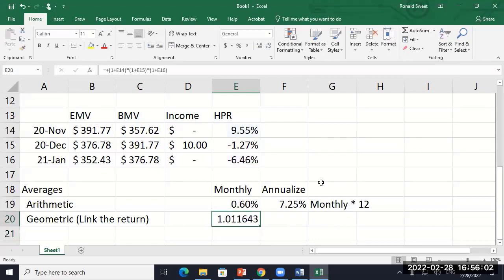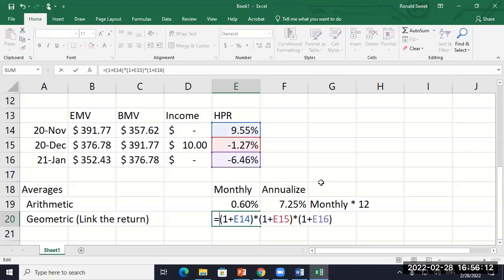So if we started with $1, we would have ended up at $1.01. But that's not our monthly average. That's how much we have over the 3 months. How do we put this on a monthly basis? You take all of that and you raise it to the 1 over n. What's my n here? 3 minus 1. All right.